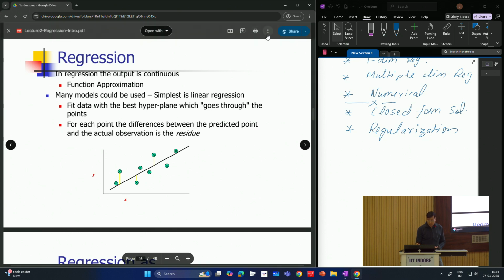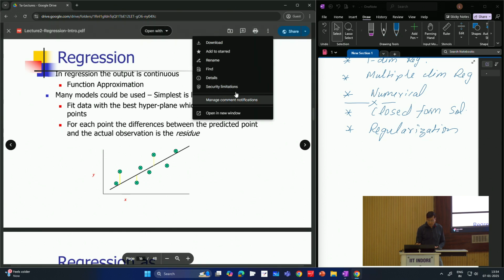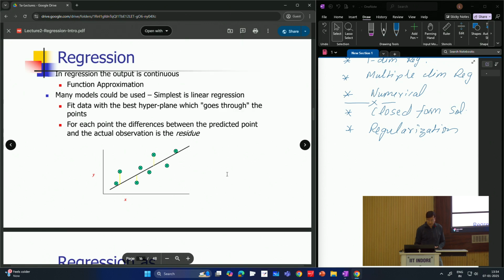I can't open writing in this, right? I'll have to download it and open it. Okay, that's fine, let's leave it.